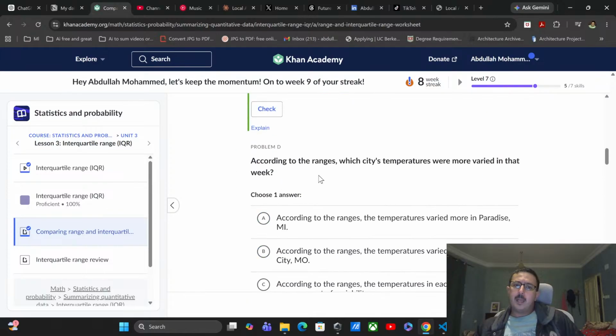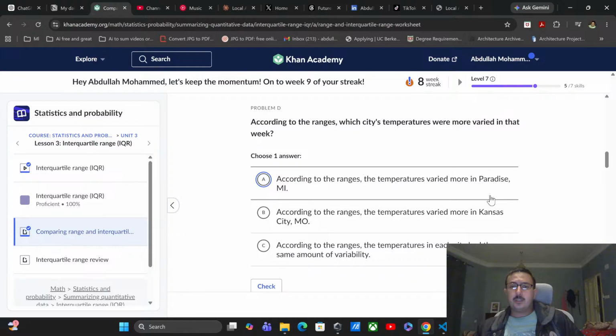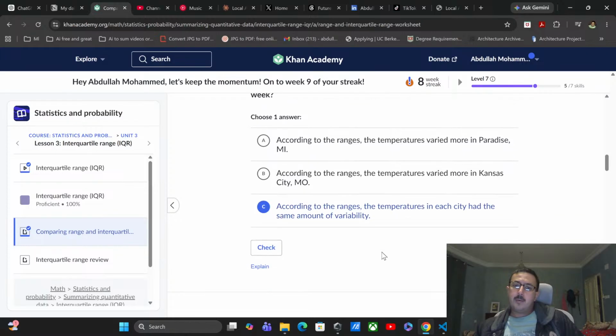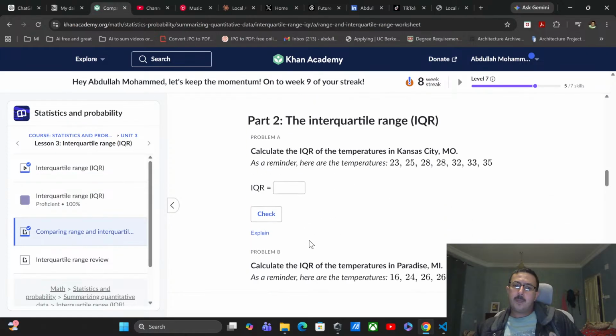According to the ranges, which city's temperatures were more varied in that week? According to the ranges, the temperatures have the same amounts of variability.